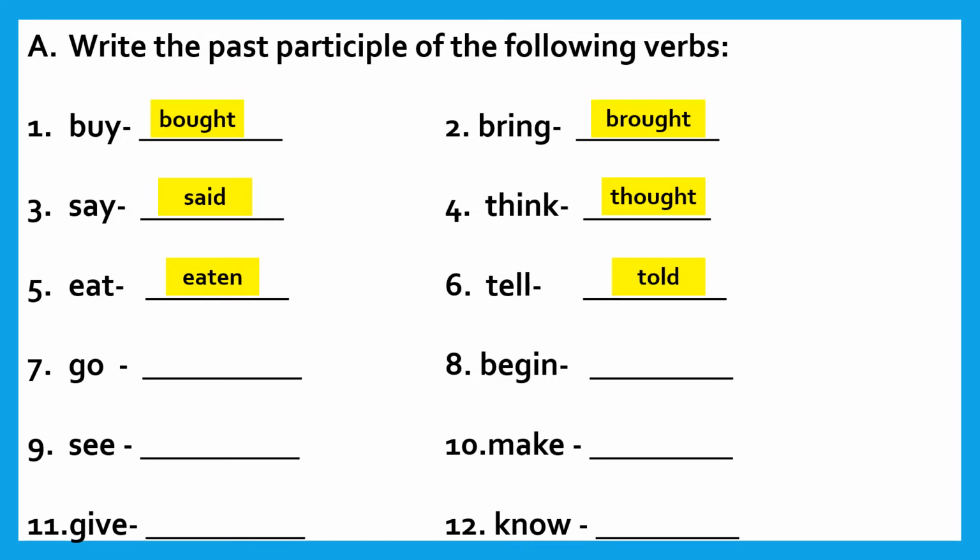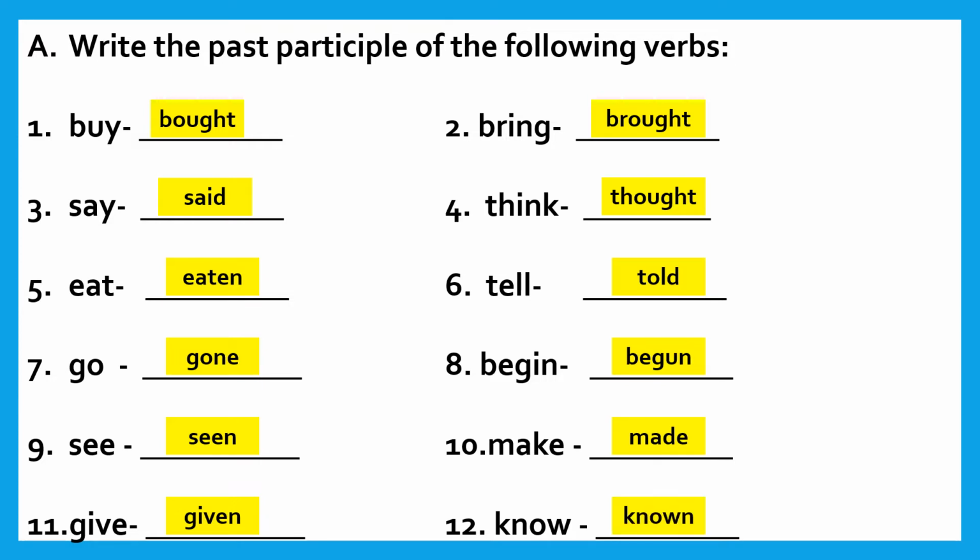Go becomes gone. Begin becomes begun. See becomes seen. Make becomes made. Give becomes given. And know becomes known. Okay, so this was exercise A. Kindly write the answers of it in your workbook itself. Do it with a pencil.